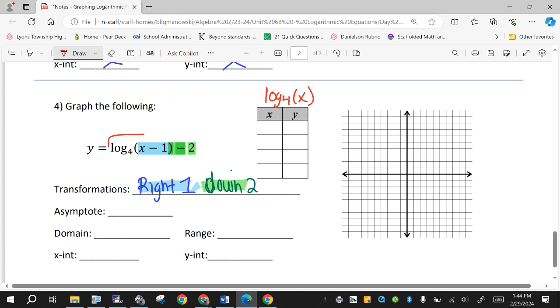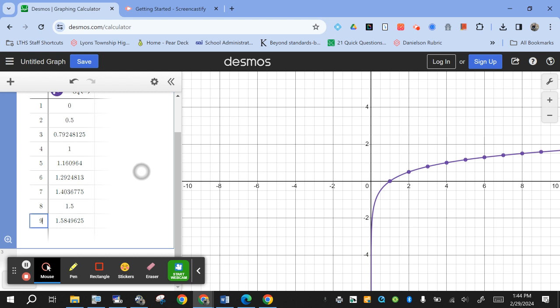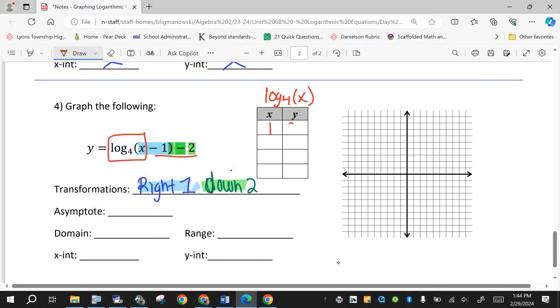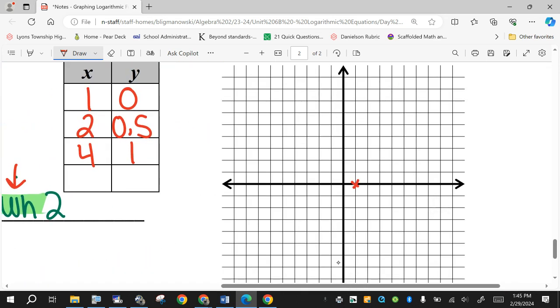Again, we're just doing it for just the parent function, not with the numbers. I think that's actually the one we just did. It is. So we can copy those same numbers actually. So 1, 0, 2.5, 4, 1. And then we're going to take all those points and move them right 1 and down 2. So 1, 0 is going to go right 1, down 2, right 1, down 2, right 1, down 2.